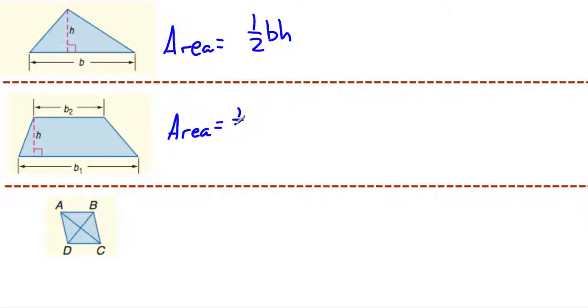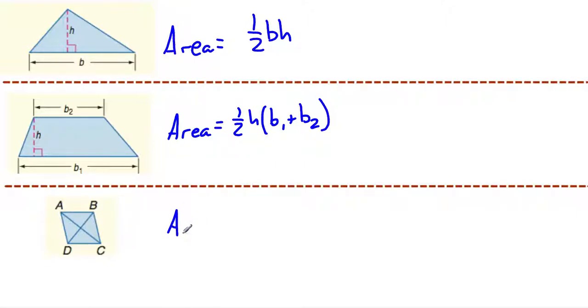It's going to be 1/2 the height. Now notice there are two bases here. So it's not 1/2 base times height. It's going to be 1/2 height times the first base plus the second base. We add these two values, multiply by half of the height, and we get our formula, get our area.